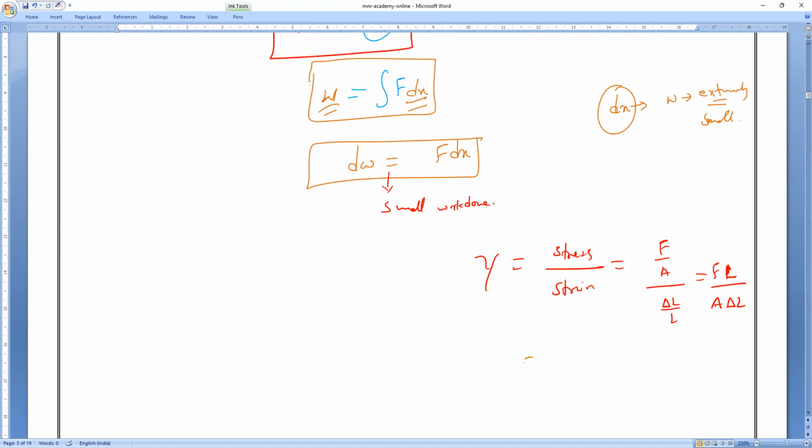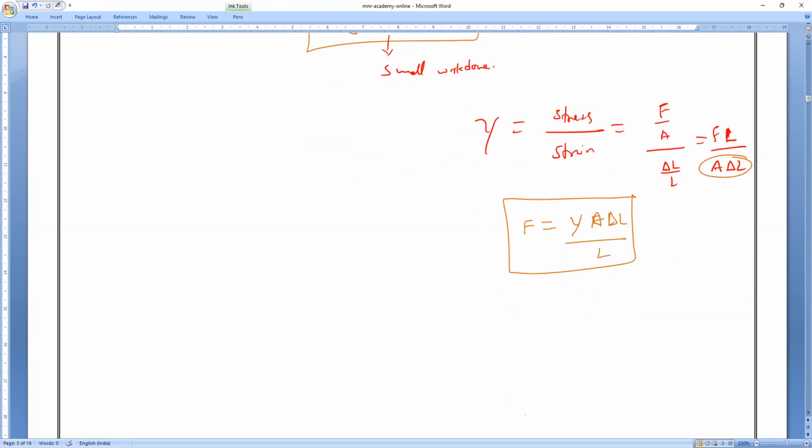From that, can you tell me the force formula? Force is equal to what? A dl will come to this side. So force equals Young's modulus into A into dl divided by L. So this is the force formula. Now I have got the force. So we got the integration concept, because I have taken a very small change, so small work done.